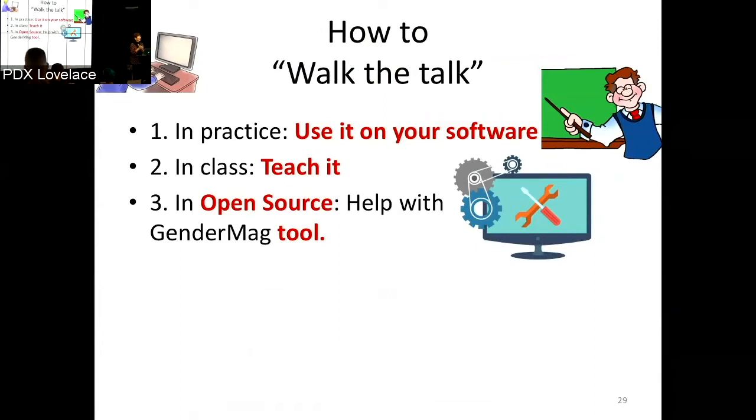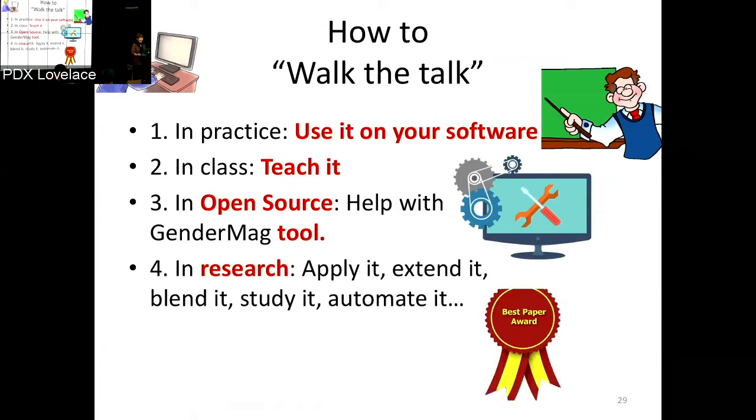We have a GenderMag tool that intends to make GenderMag sessions go a little easier. It takes notes for you and stuff like that. The tool's kind of crummy, needs some work. Jump in there and make it better, please. In research, you can apply it, extend it, blend it, study it, automate it, and if you do that, a Best Paper Award, no doubt, will be yours.